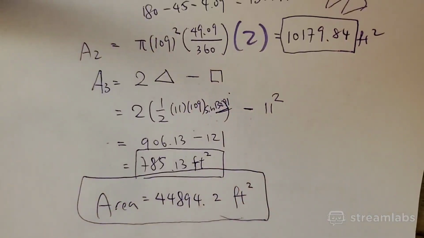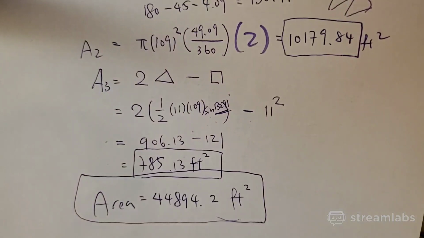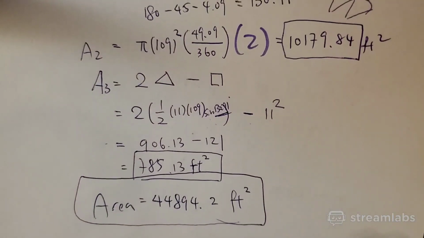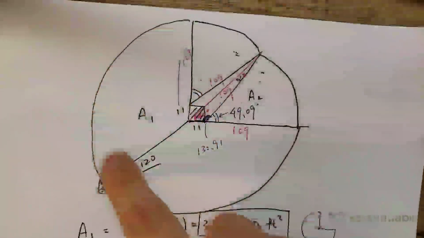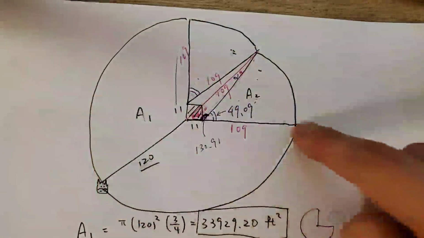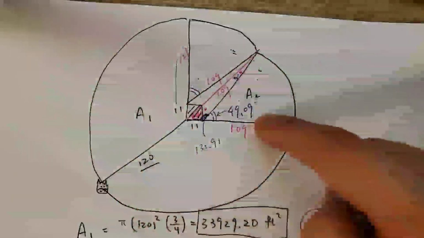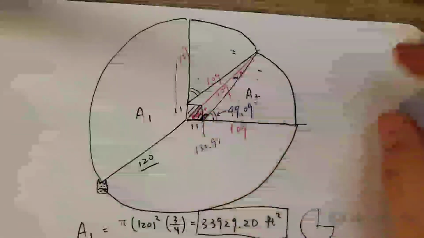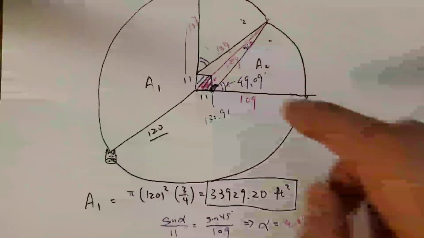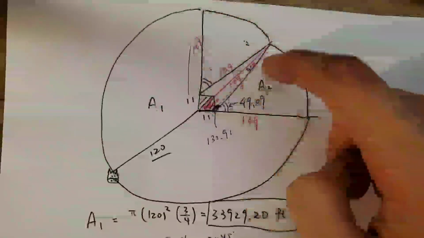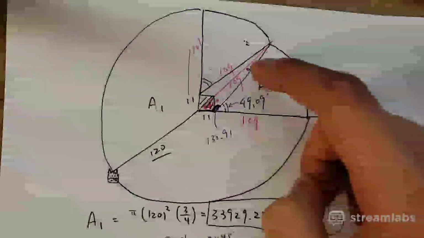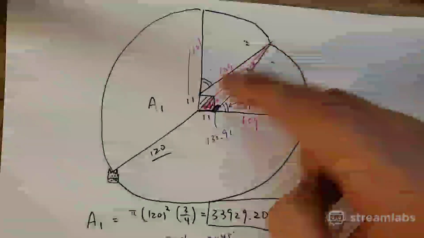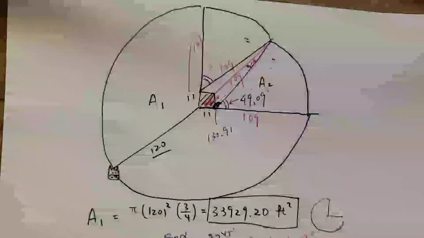I mean, your numbers might be different because your dimensions are different, but the method is the same. So there are 3 parts of this area. The first part is the big part here, which is 3/4 of a circle. And then there are these two smaller segments of this smaller circle. And then there's a triangle, two triangles, and you have to subtract out the bar.